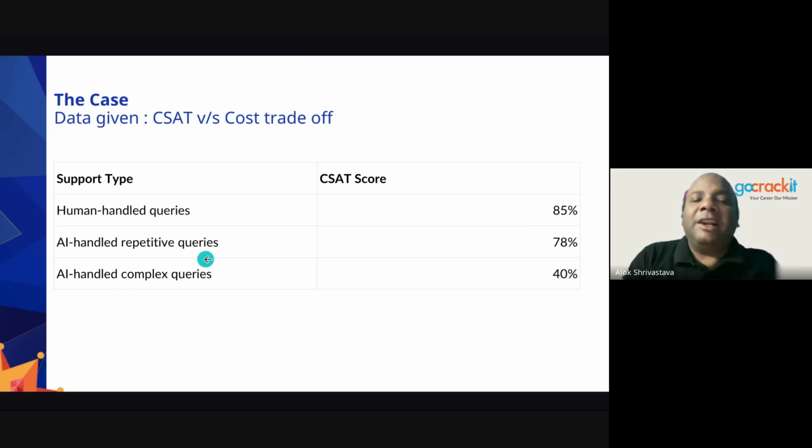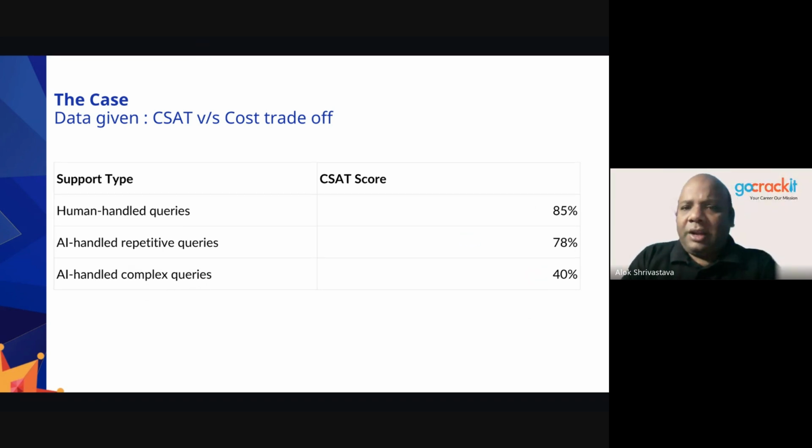While AI handled repetitive queries, the CSAT score would be around 78%. And this is, let's say, the data from a pilot which they might have done. And third, AI handled complex queries, the CSAT score is very low. So let's say they have done an experiment where they have done 100 query resolutions through human, 100 through AI handled repetitive queries, and 100 through AI handled complex queries. And this is the CSAT score you got: 85%, 78%, and 40%.